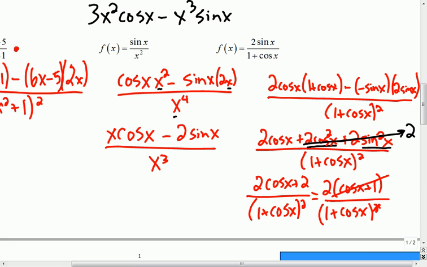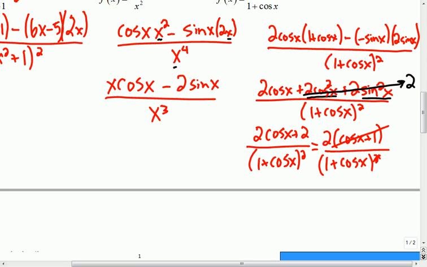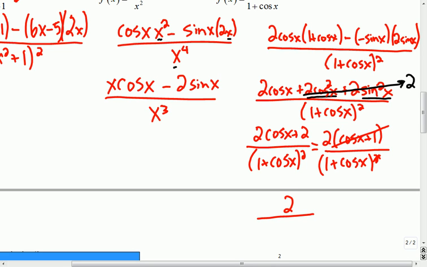So now, I do think this one's simpler. I'm running out of space here, but I do think this one is worth it. It would now be 2 over 1 plus cosine x. And that to me is way better than what I had initially for the derivative. And again, if I had to take the second derivative, that's a way easier second derivative there than what we had initially.